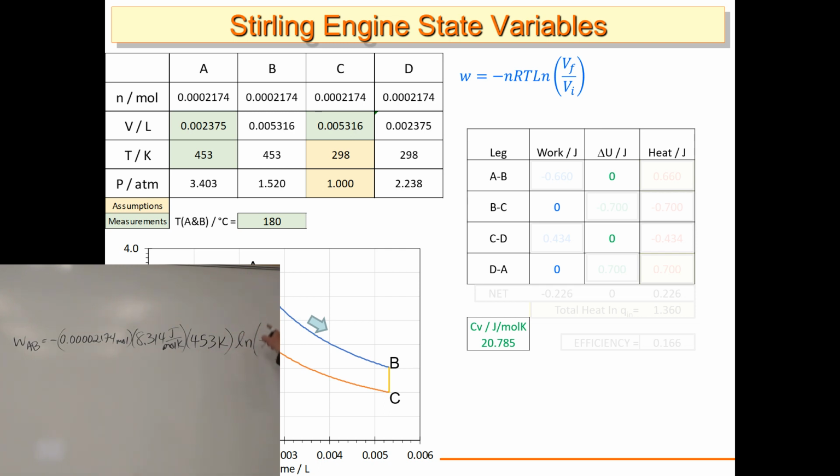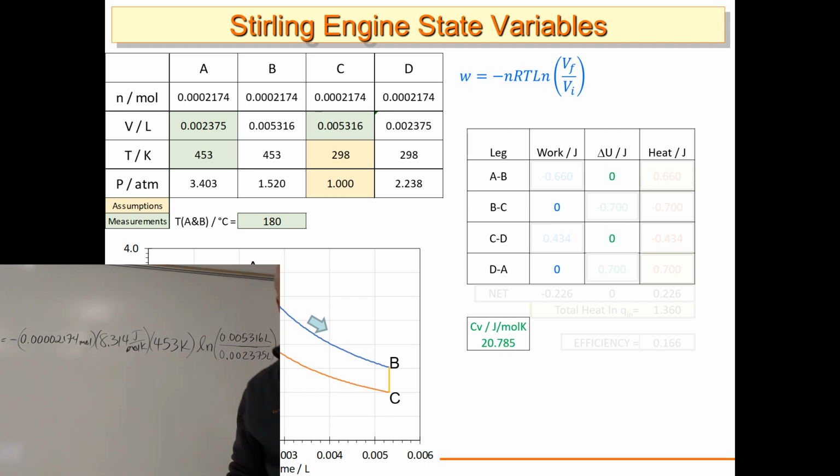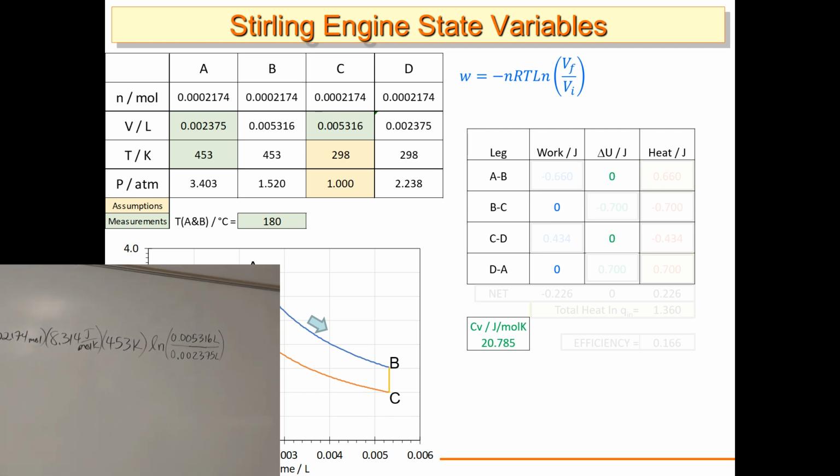The real trick is making sure you get the volumes in the right spot. So it's V final on top. We're going from A to B, so B is V final. Can you read that for me? 0.005316 liters. And then VA, 0.002375 liters. And so that's the work for leg AB.